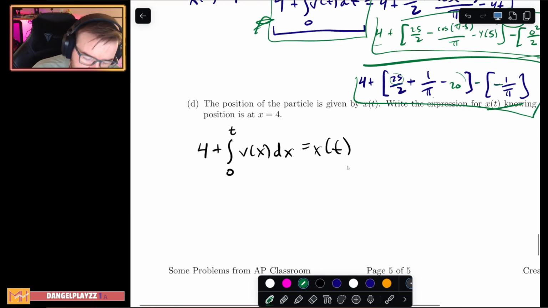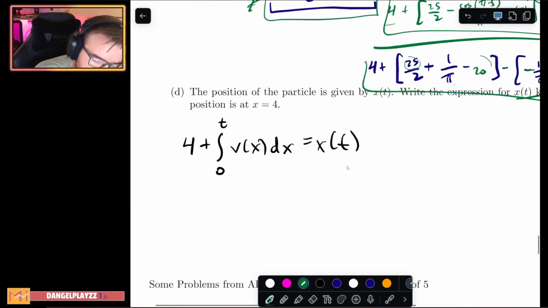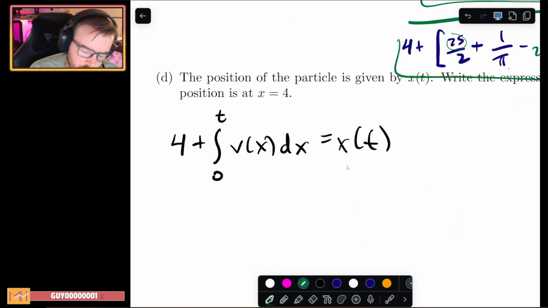It wrote an expression for x of t. We are starting at 4, right? And it turned the integral into a function, which we've seen in the past, right? It turned the integral into a function. I like it.